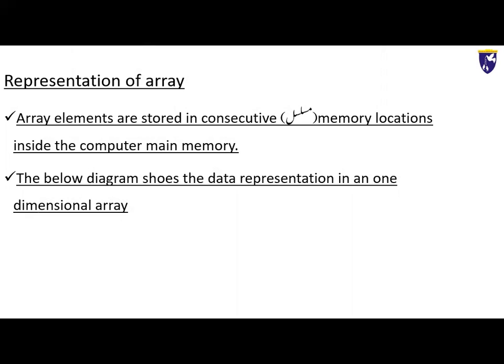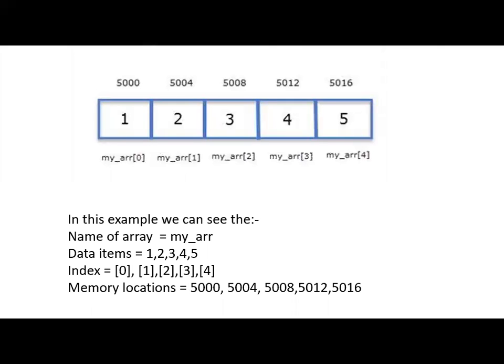Dear students, when you see the diagram, you can easily understand arrays. In this diagram, you can see this is an array. The whole thing is an array. In this example, the name of the array is my_ar. This one is the name of the array. The data items are 1, 2, 3, 4, 5. These are the data items, and they are integer data items.